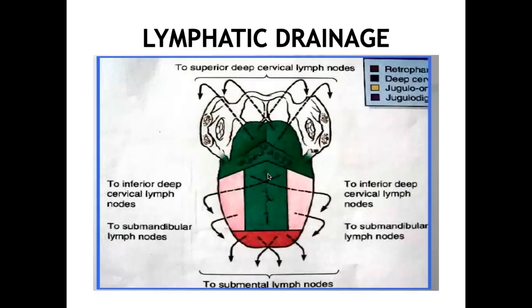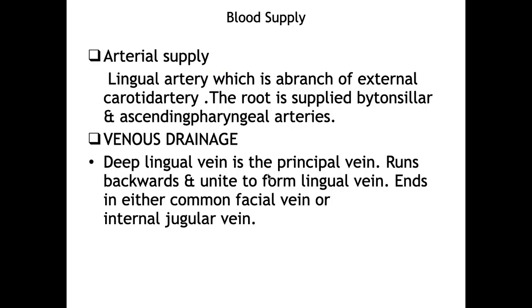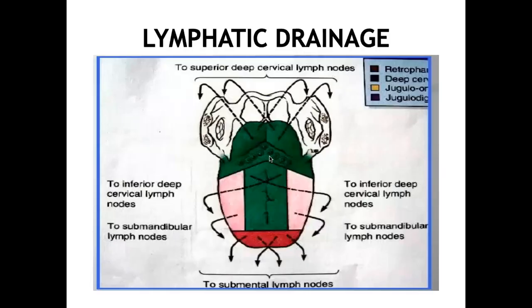Look at the lymphatic drainage. Lymphatic drainage is very important because carcinomas of the tongue are very dangerous, very much metastatic. They can spread very easily. So that's why the lymphatic drainage has to be studied in much detail when we are studying about the tongue. So lymphatic drainage, see here, the color code is given here.